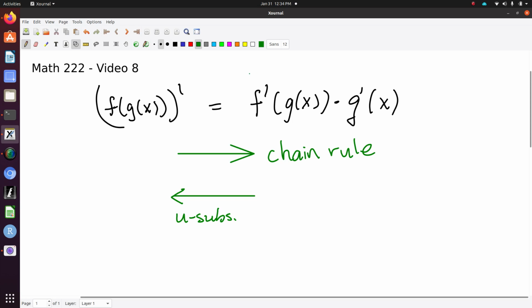So what you need to look for is this structure. You need to look for an outer function with an inner function inside, right? And then you see the derivative of that inner function nearby, and that gives you a clue that you can repackage everything.